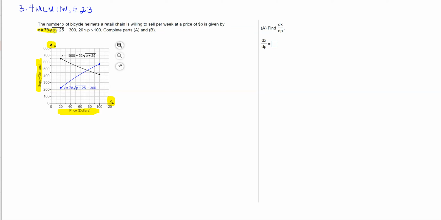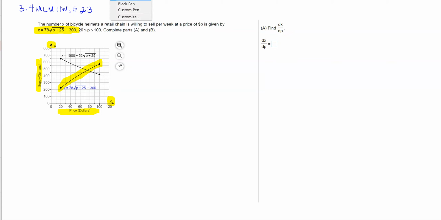We're only given this equation here where x equals 78 square root of p plus 25 minus 300, and that's this graph. There's another graph on there. Maybe we'll need that later, I don't know. But we're looking at this graph right here. Now what are we asked to do? What does A say? A is just asking us to find the derivative. Straight up, find the derivative.